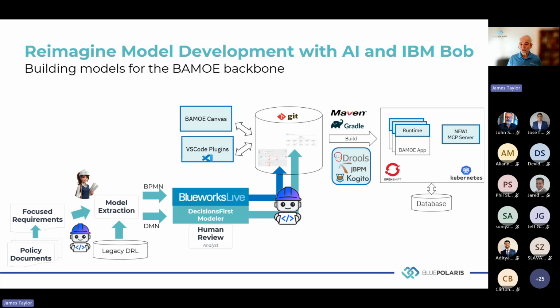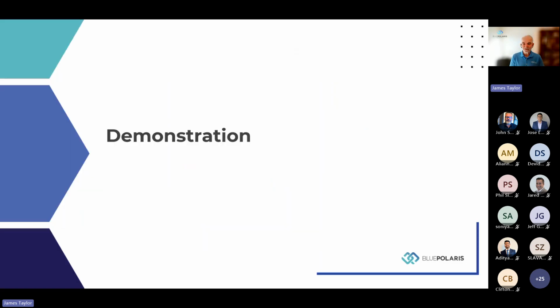So that's what we're going to show you in the demo. We're going to show you how you can extract models from these source documents and DRL. We're going to show you what those models look like. Obviously, we're not going to do a formal review of them. We're just going to show them to you. And then we're going to show you how you can use Bob to clean them up and get them into BAMOE. Some of these things we'll be showing you how to kick off, but we won't wait for them to finish because we want to get done in a reasonable time. All right, so with that, I'm going to hand over to Aditya for the demo. Aditya, over to you.